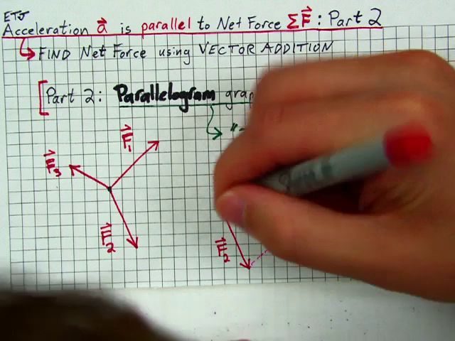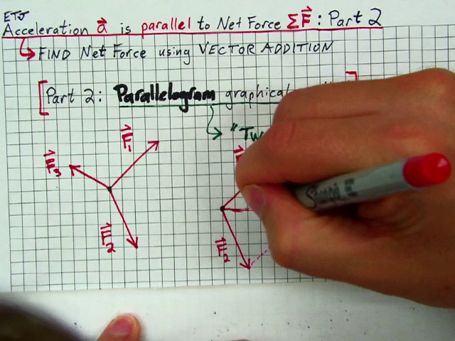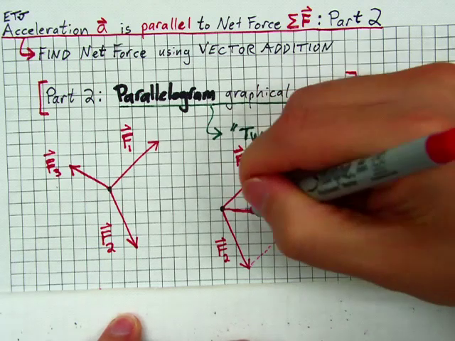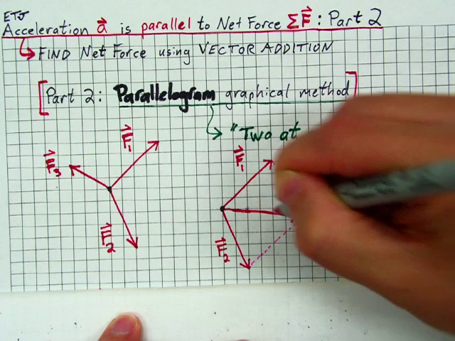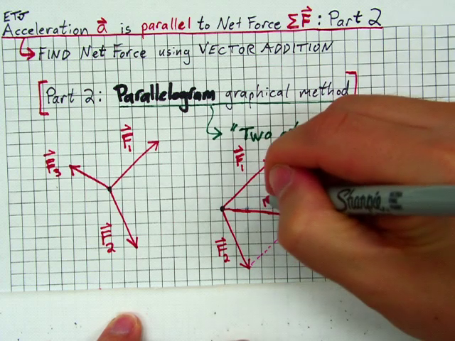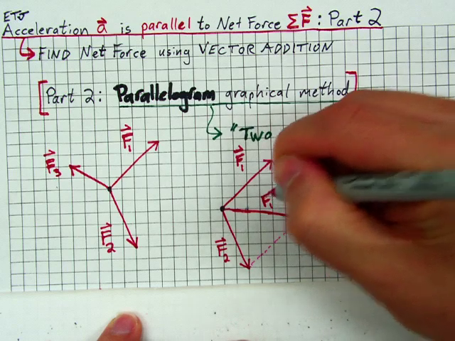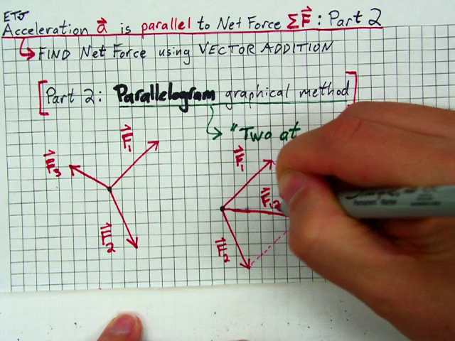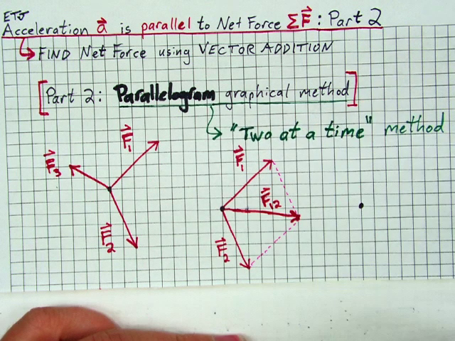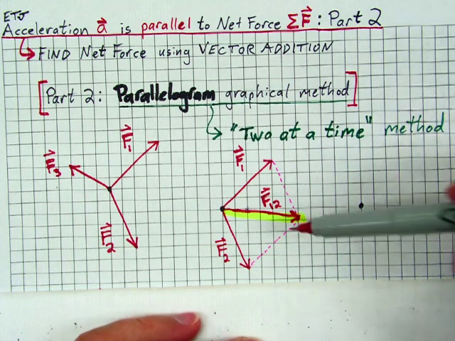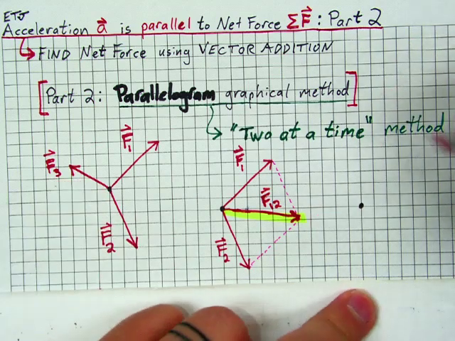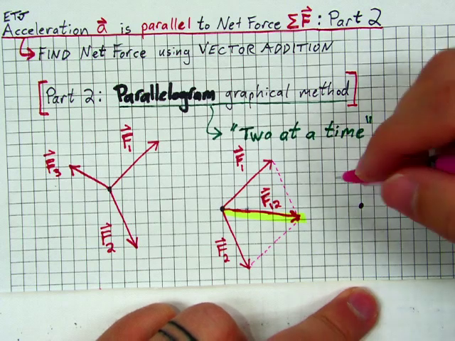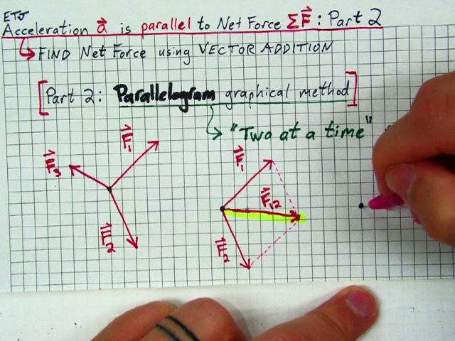Drawing in that vector, that diagonal, that represents the sum of F1 plus F2. I'm going to call it F12 for short, the sum of F1 and F2. Now that we have that, I can then add in this third vector over here, F3. So we redraw a diagram with now F12 redrawn over here.